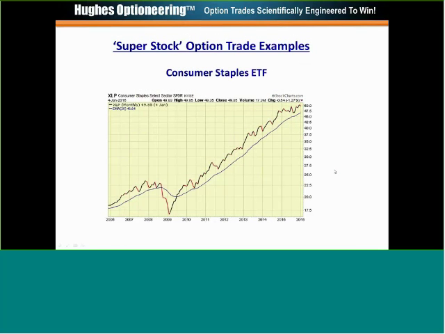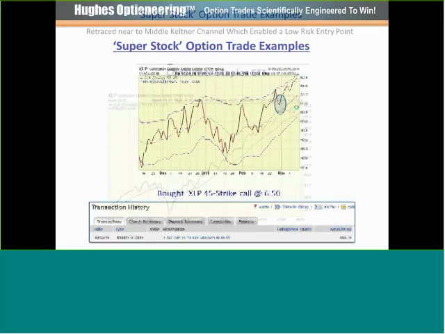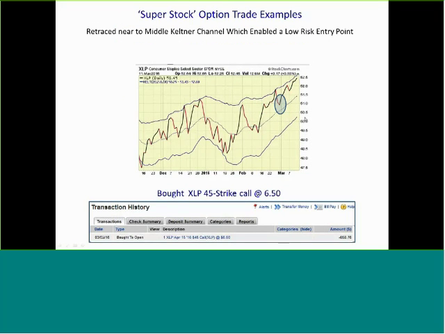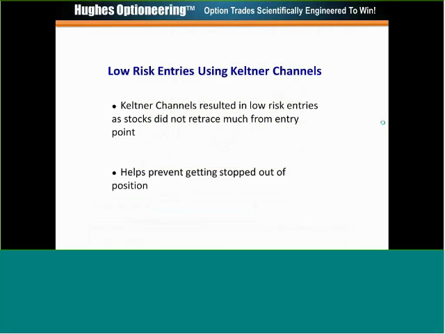Here's another example, the consumer staples ETF. You can see it's on a long-term buy signal according to the major trend system. The consumer staples ETF went on a buy signal back here in mid-2009 and has had very steady price increases since then. So we wanted to add to our position, so we waited for a pullback here and bought the 45 strike call at 6.50.